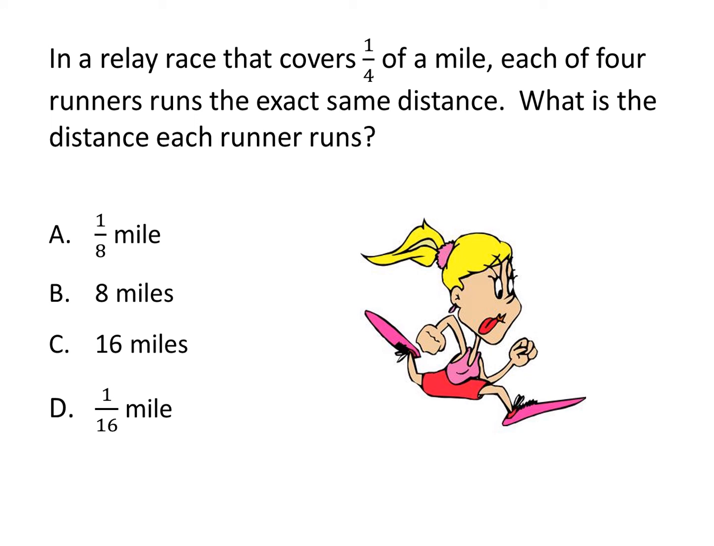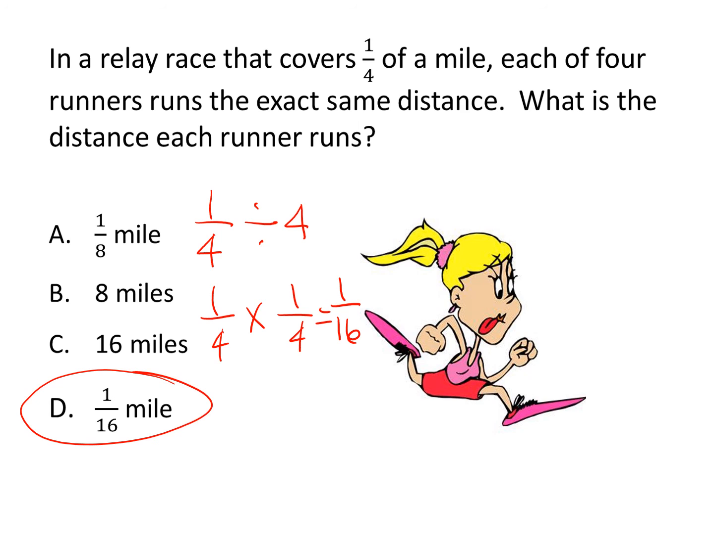Okay, in a relay race that covers 1/4 of a mile, each of 4 runners runs the exact same distance. What is the distance each runner runs? So I'm taking 1/4 of a mile and dividing that by 4 people. So I add a 1, change the sign, and multiply. 1 times 1 is 1, 4 times 4 is 16. So they run 1/16 of a mile.